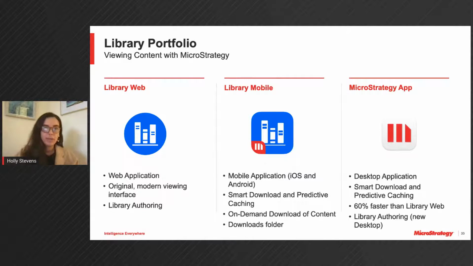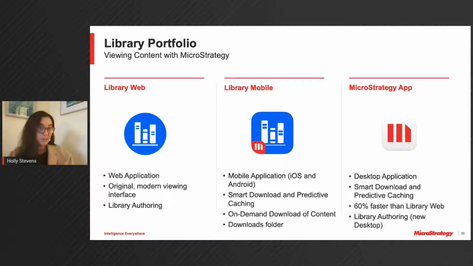So if you're not familiar with Library as it exists today, we do have three main products. We have Library Web, which was traditionally what everyone uses. If you're on a web application, you want that modern viewing experience. We have Library Mobile, which is available for iOS and Android. Pretty powerful. We have the smart download, the predictive caching on that as well.